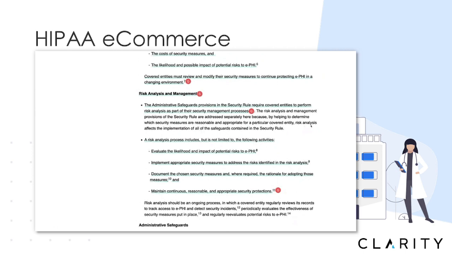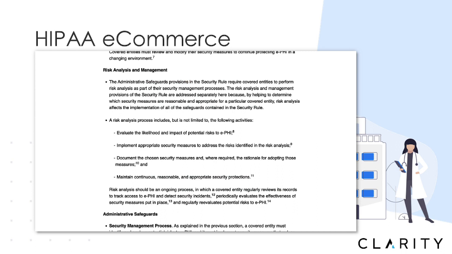So this gets into the risk analysis and management. You've got to perform risk analysis and overall security management. They talk about how there should be a risk analysis process that at least includes the following: evaluating the likelihood and impact of potential risks to ePHI, implementing appropriate security measures to address those risks identified.